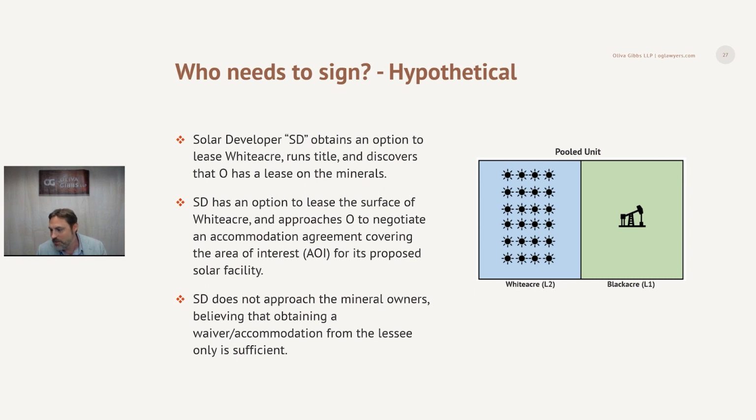So this is the non-productive pooled tract. They go out and run title and discover O's lease on the minerals, and they approach them. So the solar developer has an option to lease the surface of White Acre and approaches O to negotiate an accommodation agreement covering the area of interest for its proposed solar facility. So they're saying, look, we want to build this solar facility. We're trying to cross our T's and dot our I's. We want to get an accommodation agreement. You're the lessee, we're going to negotiate with you. So the solar developer does not then approach the mineral owners, believing that obtaining a waiver or accommodation from the lessee only is sufficient. So what's the issue then?